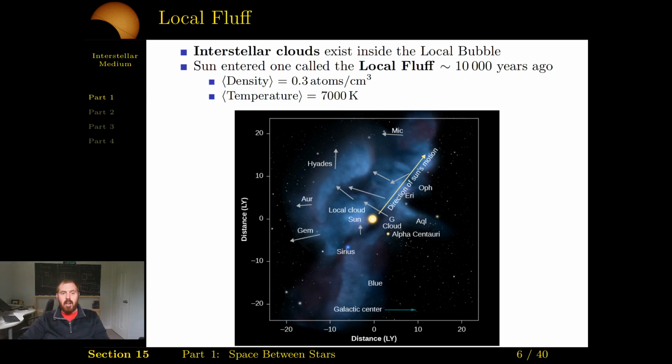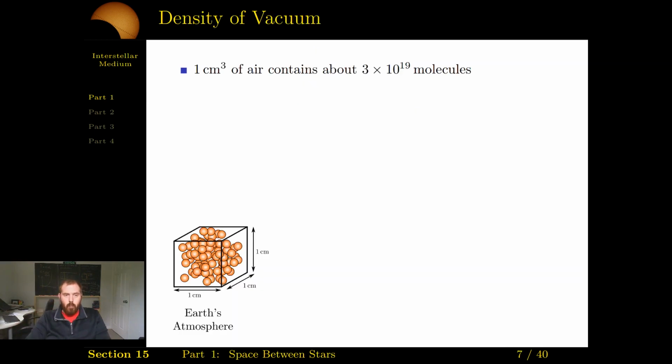So I keep talking about these cubic centimeters and this density, and I want to use these next few slides to try and give you a little bit of a visual idea of what we mean. So let's start out with density: the number of atoms in a given volume.